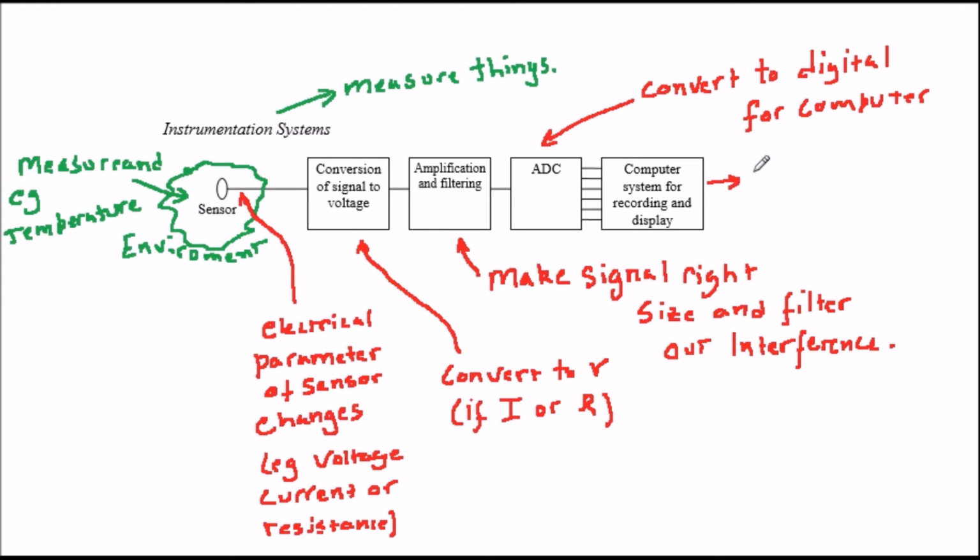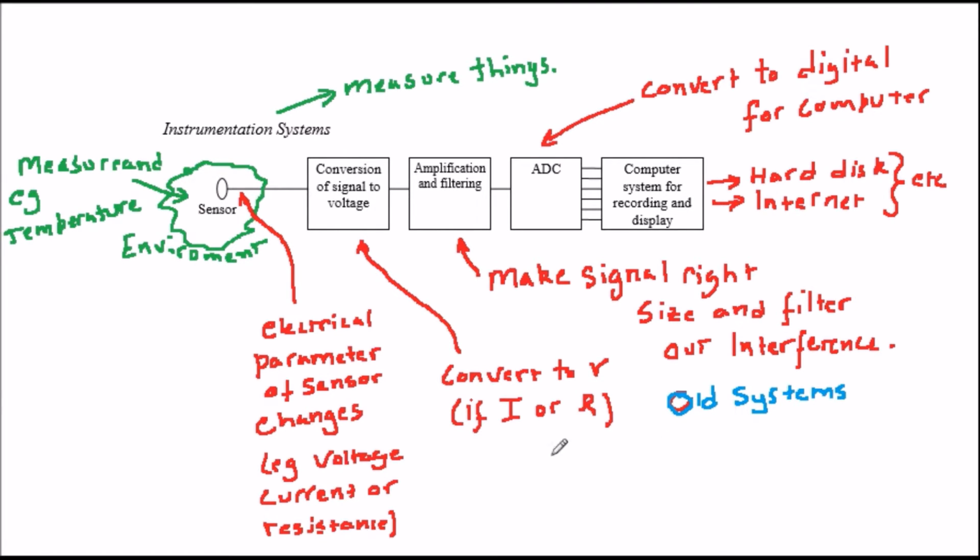Before computers were widely available, the amplified result would be displayed on a voltmeter calibrated in the measurand units, for example in degrees centigrade in the case of a temperature measurement system. However, the widespread availability of computers has revolutionized all electronic systems.